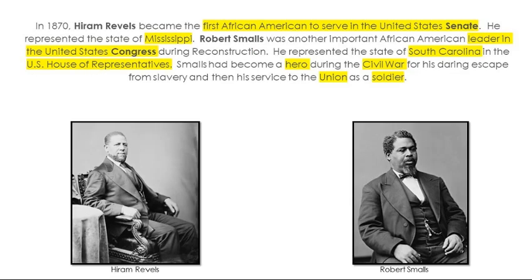In 1870, Hiram Revels became the first African American to serve in the United States Senate. He represented the state of Mississippi. Robert Smalls was another important African American leader in the United States Congress during Reconstruction. He represented the state of South Carolina in the U.S. House of Representatives. Smalls became a hero during the Civil War for his daring escape from slavery, and then his service to the Union as a soldier.